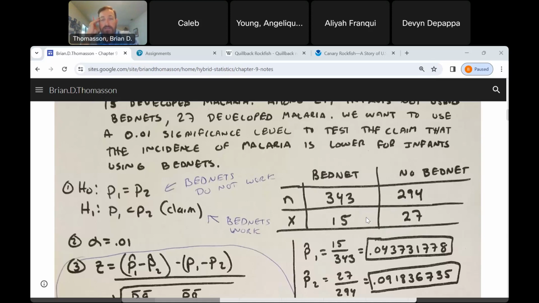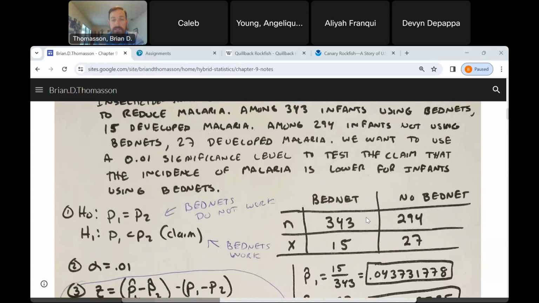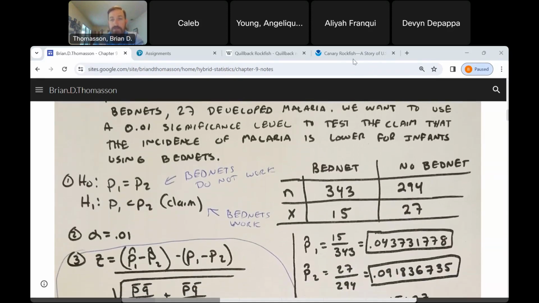Okay. So we have these two groups, and what it says to do is use a 0.01 significance level test to claim that incidence of malaria is lower for infants using bed nets. So we have these two groups, and what we're saying is the bed net group should have fewer malaria cases than the no bed net group. Okay, so we're using a less than.